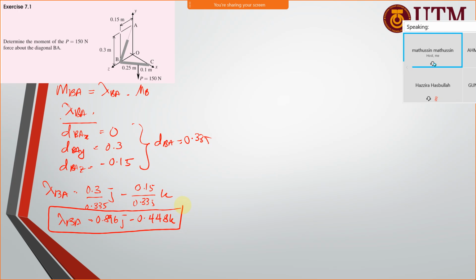So sekarang ni kita nak dapatkan moment about point B. So sama macam kita buat tadi, M_B. So what is our M_B? M_B must be r_B kan? r_B to P. So r cross with force P. So what is our r? r in terms of i, j and k.